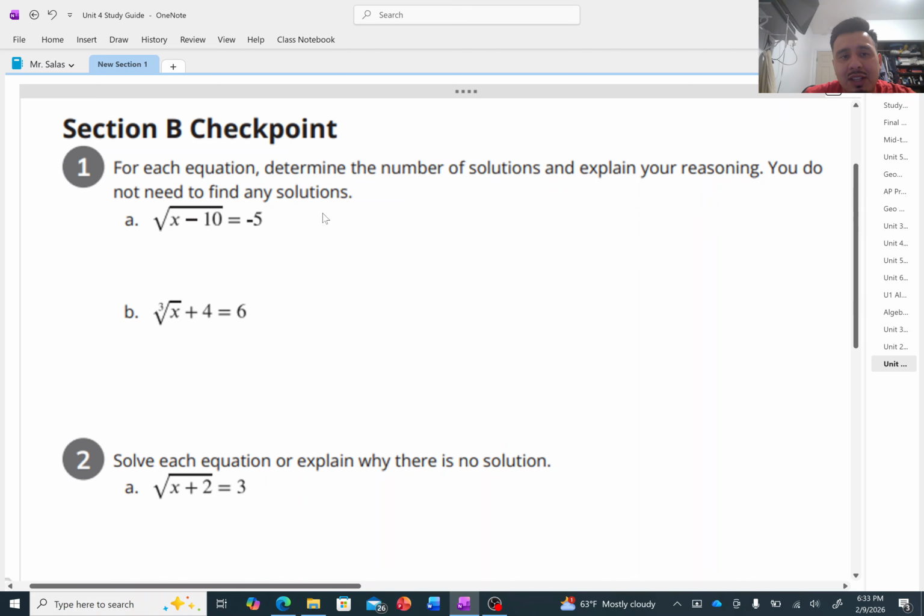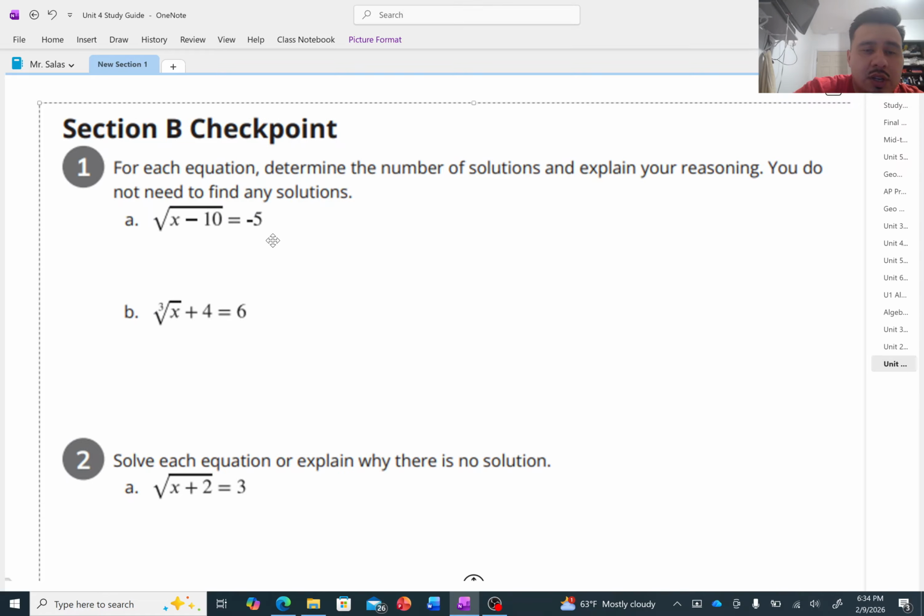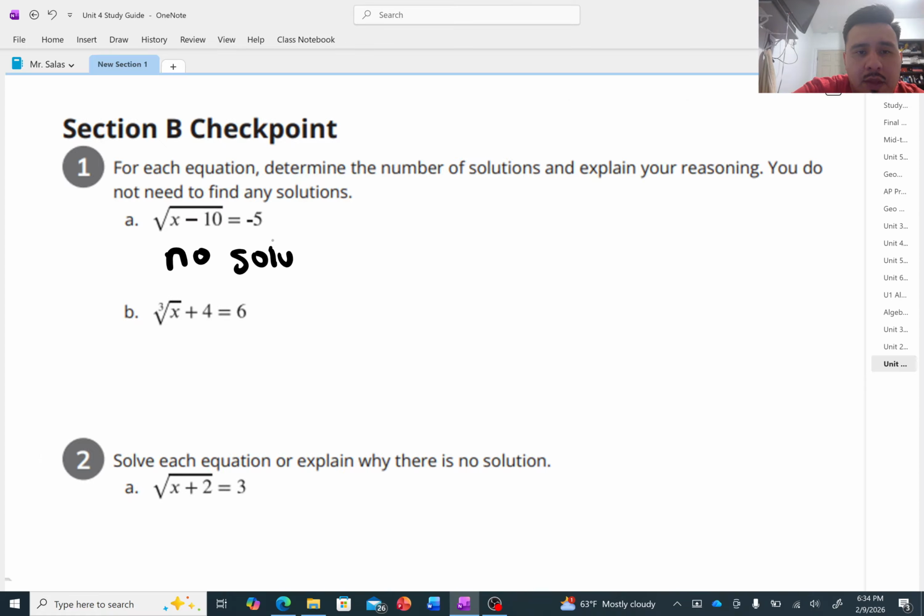In this case, if you look at A, I see that I have a square root, and then the square root of whatever I have inside is equal to a -5. Question, can I take the square root of a negative number and get a real solution? No, I cannot, right? So automatically I'm going to say, oh, no solution. Okay. And again, the reasoning, I can't take the square root of a negative number.